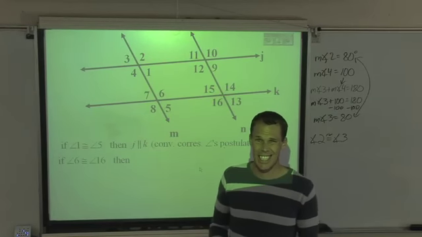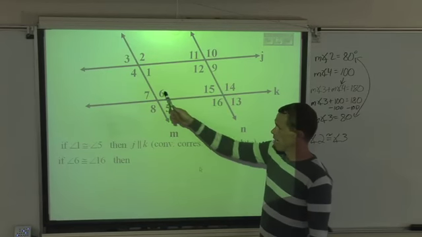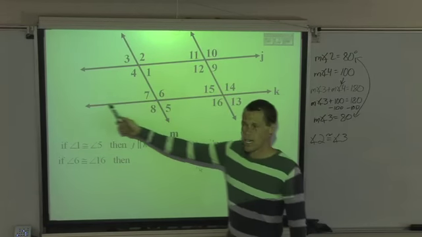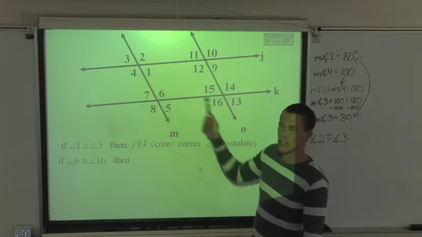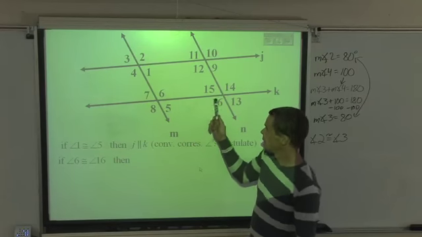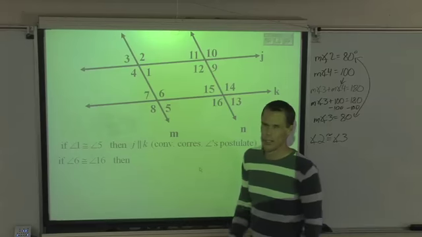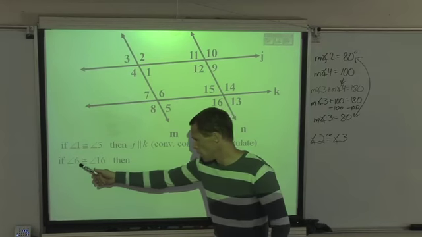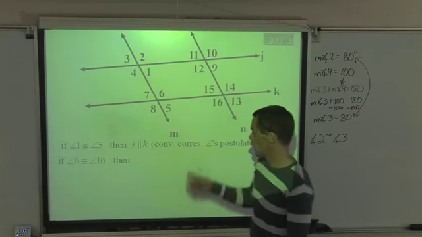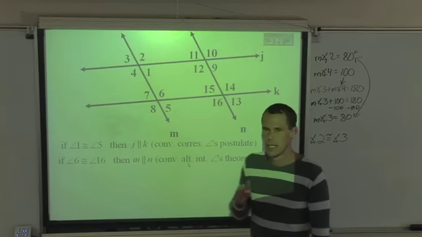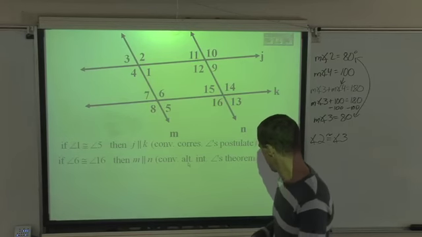How about 6 and 16? Here's 6, here's 16. Now, their transversal is K. Very important to make that decision first. And they are on alternate sides, one from the top to bottom. They are in between lines M and N. These are alternate interior angles. Got it. Congruent alternate interior angles. That makes lines parallel. Conclusion, M is parallel to N by the converse of the alternate interior angle theorem.